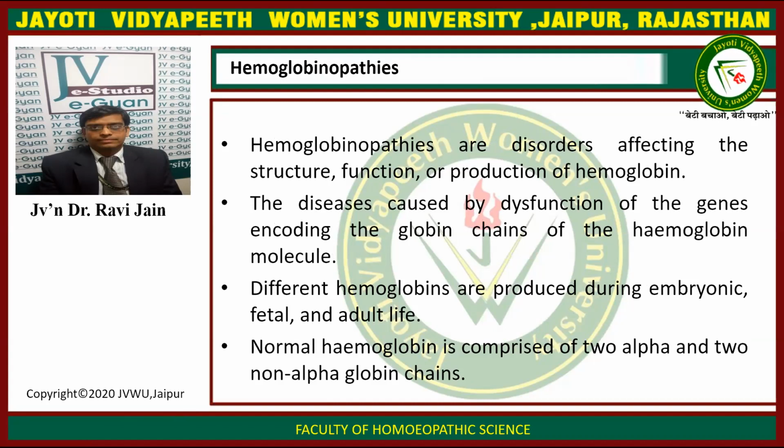Now we come to hemoglobinopathies. Hemoglobinopathies are the various disorders that affect the structure, function, and production of hemoglobin. The diseases are caused by dysfunction of the gene encoding the globin chains of the hemoglobin molecule. There are different hemoglobins that are produced during the embryonic, fetal, and adult life. Normal hemoglobin is comprised of 2 alpha chains and 2 non-alpha globin chains.